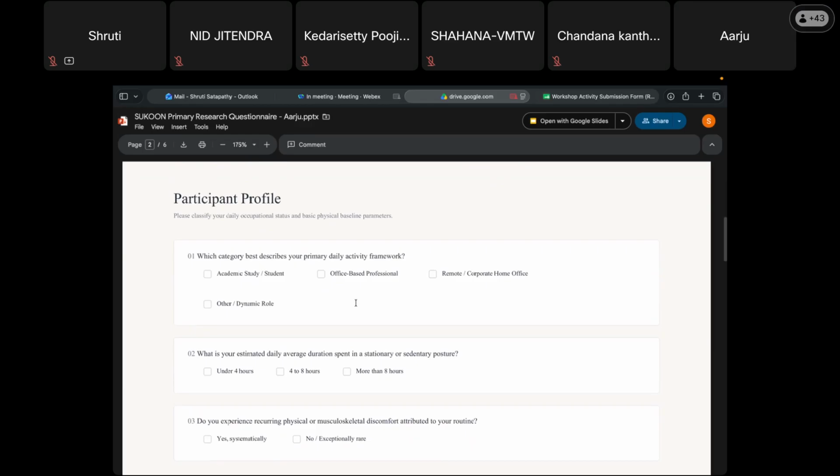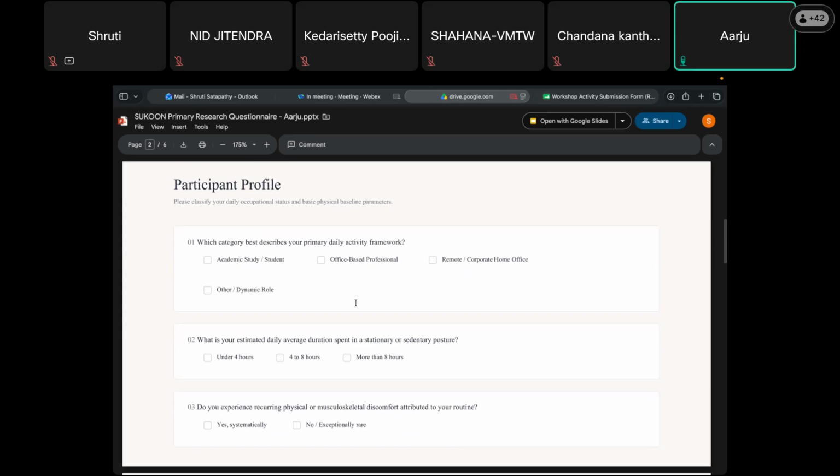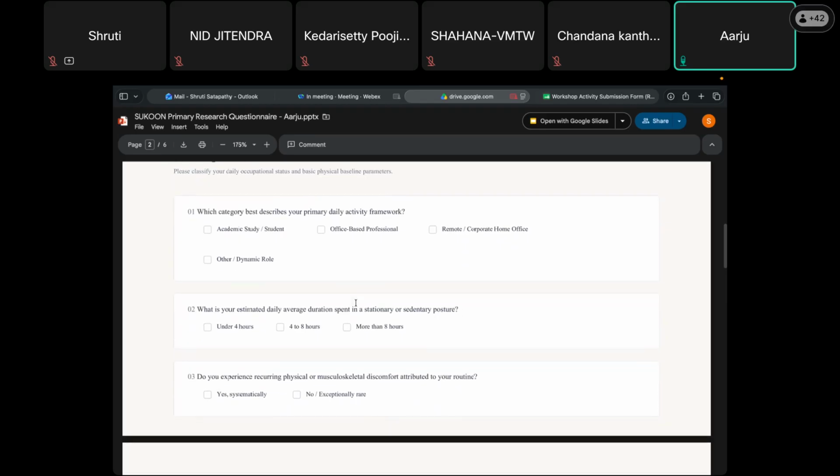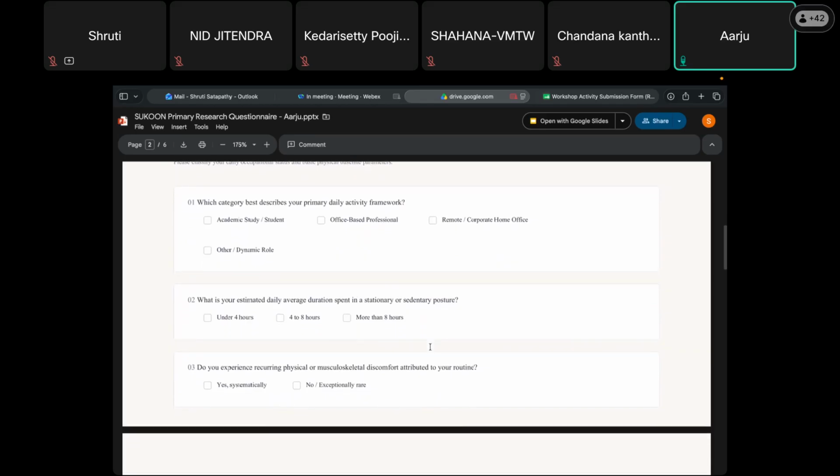Yeah, okay. So basically, this first part of the questionnaire was to understand who the participant is, like who will be the user. So I wanted to make the participant profile clear. In this, I asked about their daily activities, how much time they spend sitting, and how often they experience discomfort.